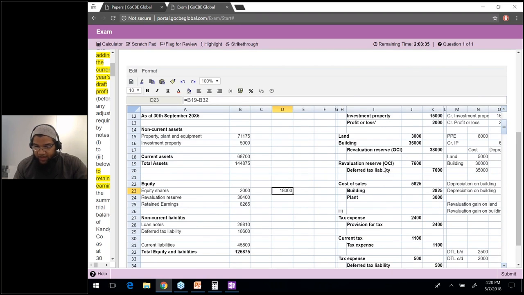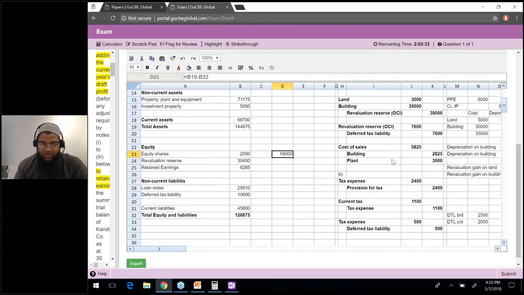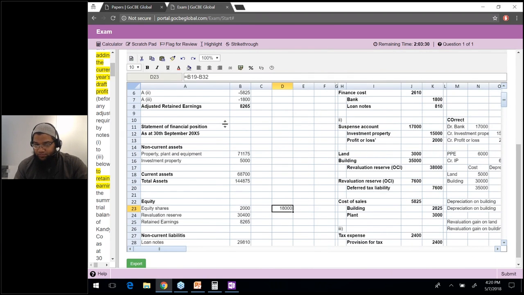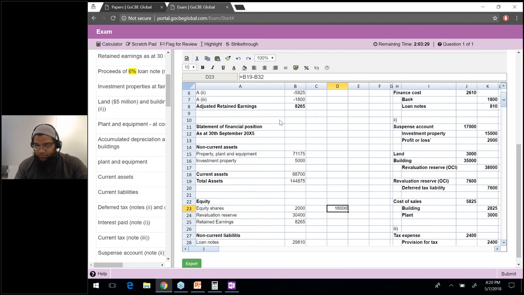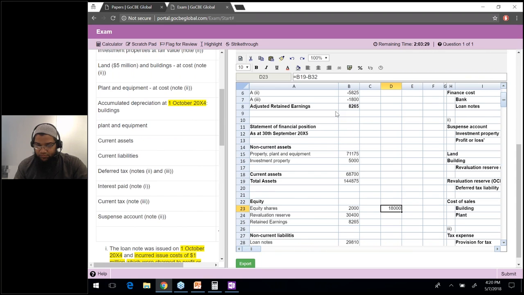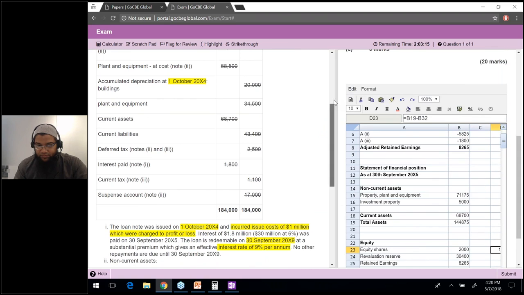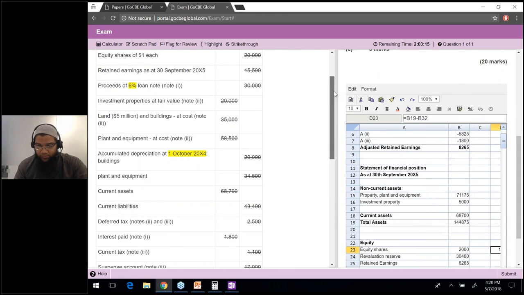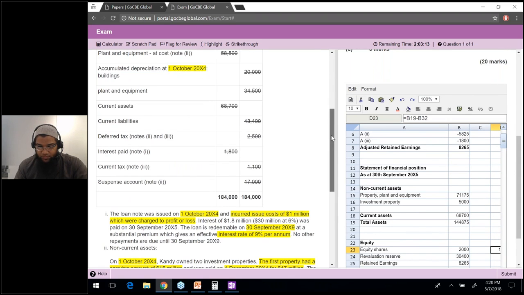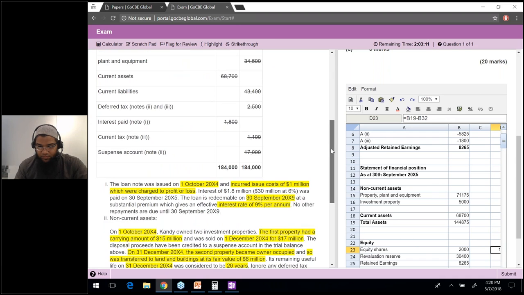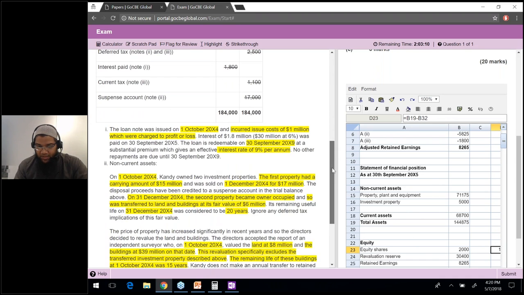So is there any value of 18,000 that we have missed? Let's see. Any value in the trial balance? No. Any value in the adjustments?